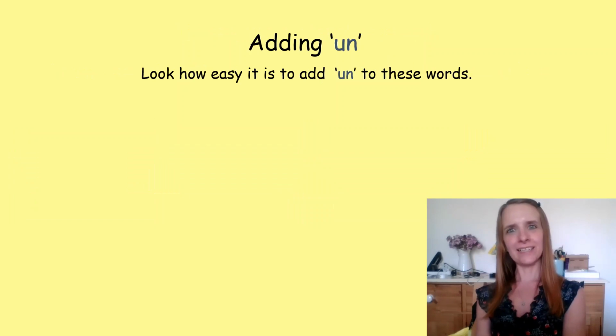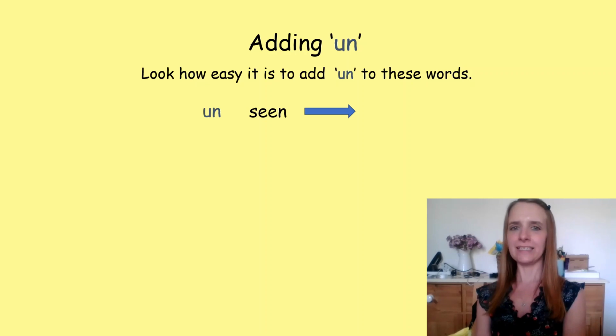Okay, so adding un to the start of words is super easy. Let me show you just how easy it is to do. Okay, so if I had the word seen and I put un at the start, it would become unseen.